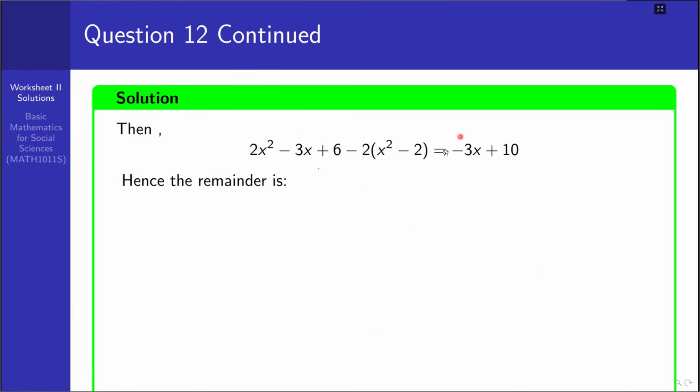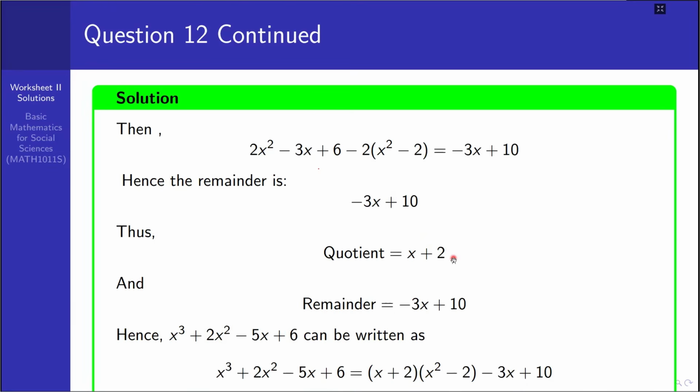Hence, this is the remainder, because its degree is less than the degree of the divisor x squared minus 2. So we cannot divide minus 3x plus 10 by x squared minus 2. This is exactly the remainder obtained from the division, minus 3x plus 10. Thus, the quotient is made of the terms obtained: first x, and then 2. So x plus 2 is the quotient polynomial, and the remainder is this one.